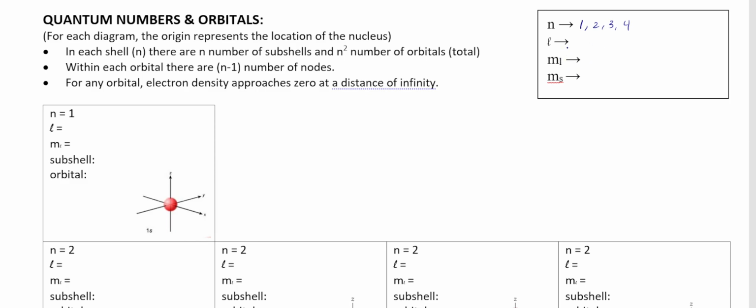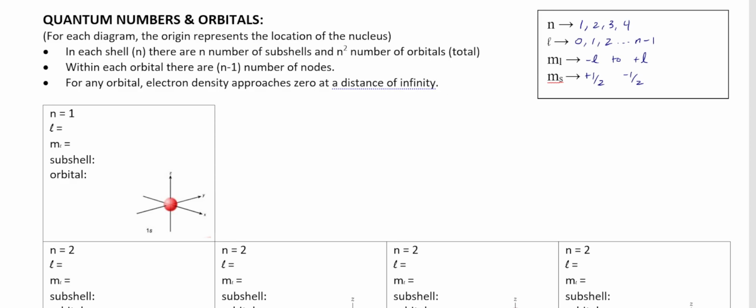L has a relationship to n in that it can go from 0, 1, 2, all the way up to n minus 1 for that energy level. So ML has the range and it's dependent on L, and it can go from negative L to positive L. And MS, there's only two possibilities, and that is upspin and downspin, or clockwise spin and counterclockwise spin.